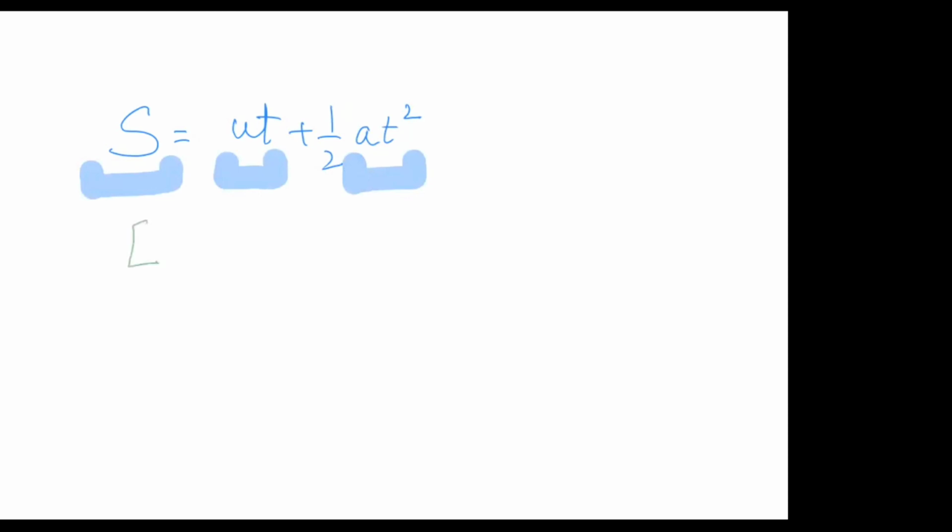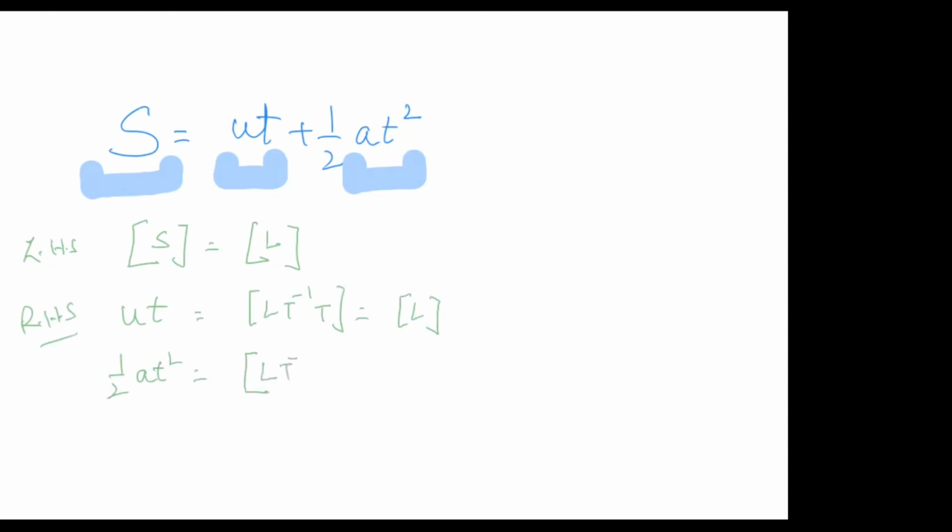Dimension of S. What will be the dimension for S? Displacement. That means its dimension will be L. Now, this is your LHS. Now, RHS. Dimension of UT. Dimension of U is again LT minus 1 and then T. So, this will be equal to L. Then half AT square. Half is a number, so it has no dimension. Dimension of acceleration LT minus 2 and here T square. So this again comes out to be L.